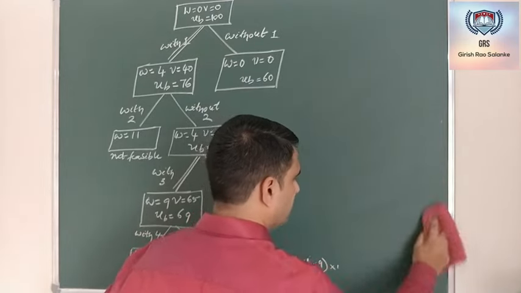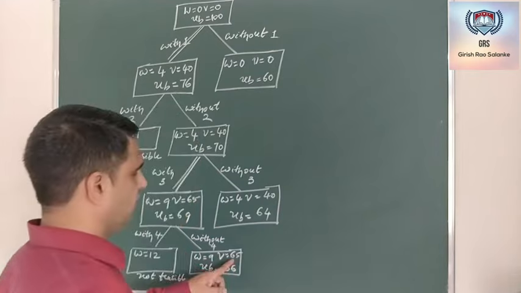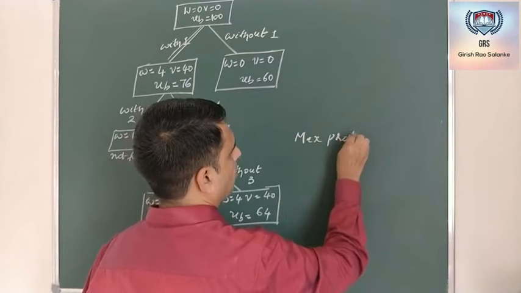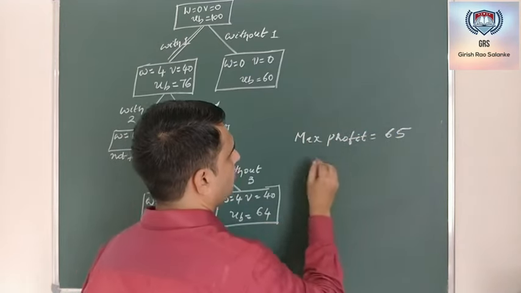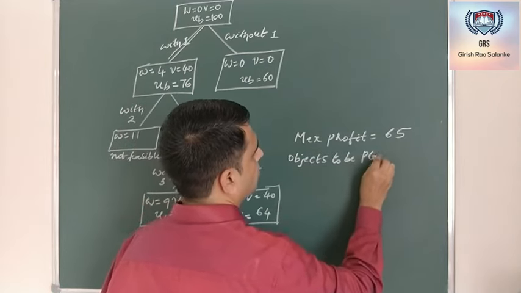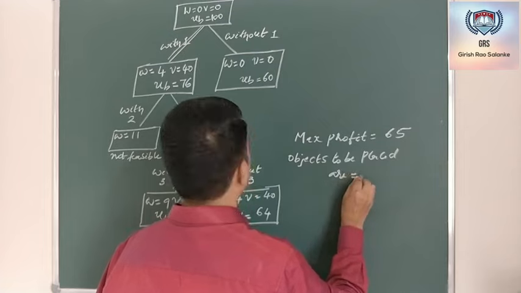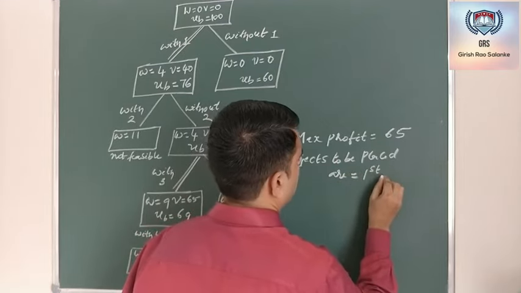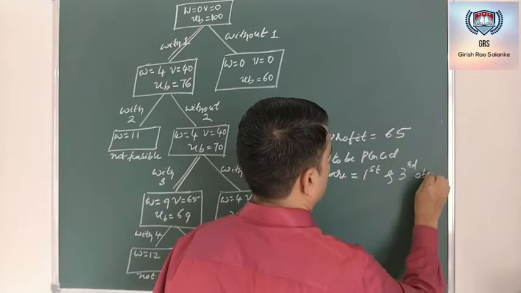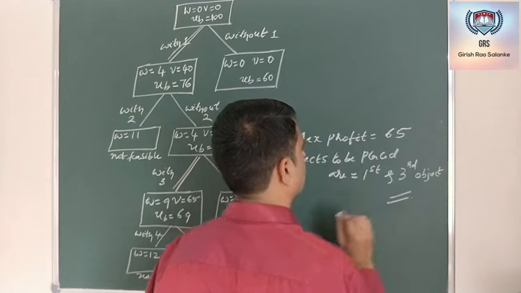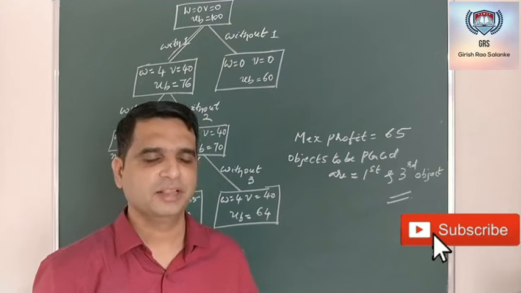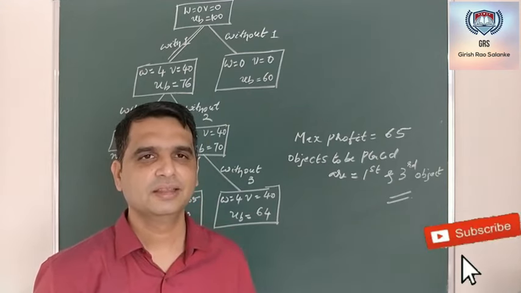So what does it imply? It implies what is the maximum profit? The maximum profit is 65. That means for this given problem, the max profit is 65 and the objects to be placed are the first and third objects. This is how we solve the knapsack problem using branch and bound. Hope this was clear. Thank you.